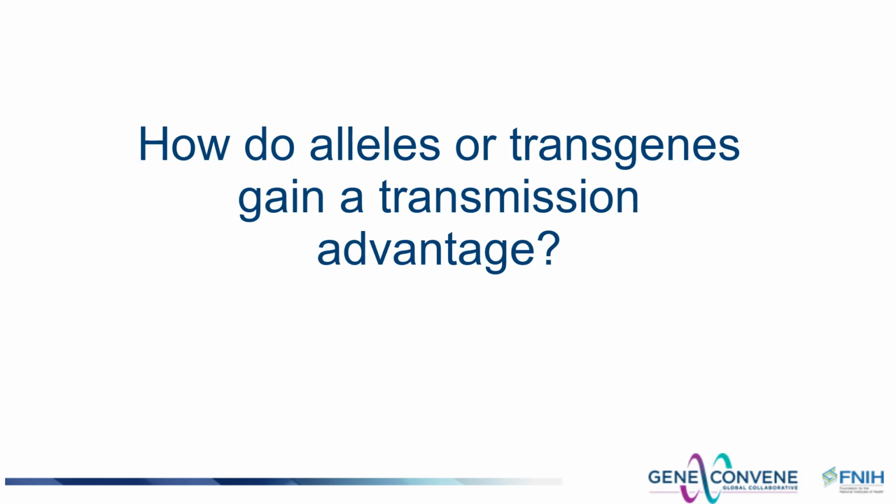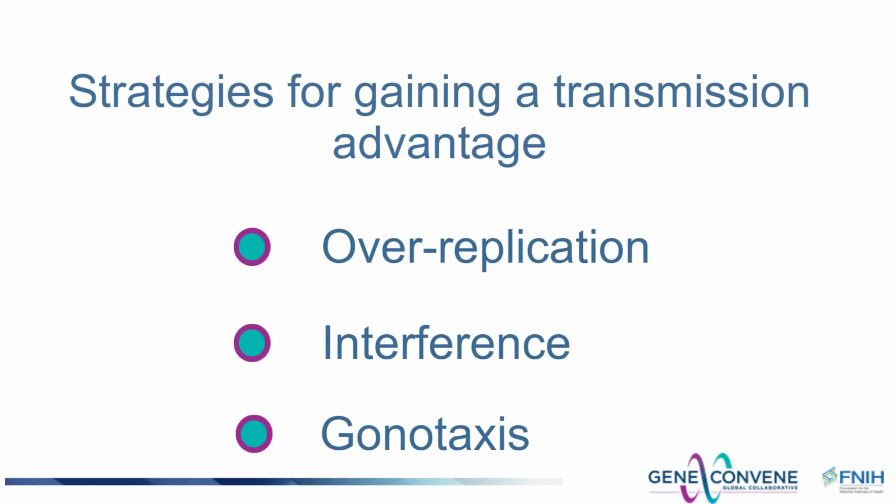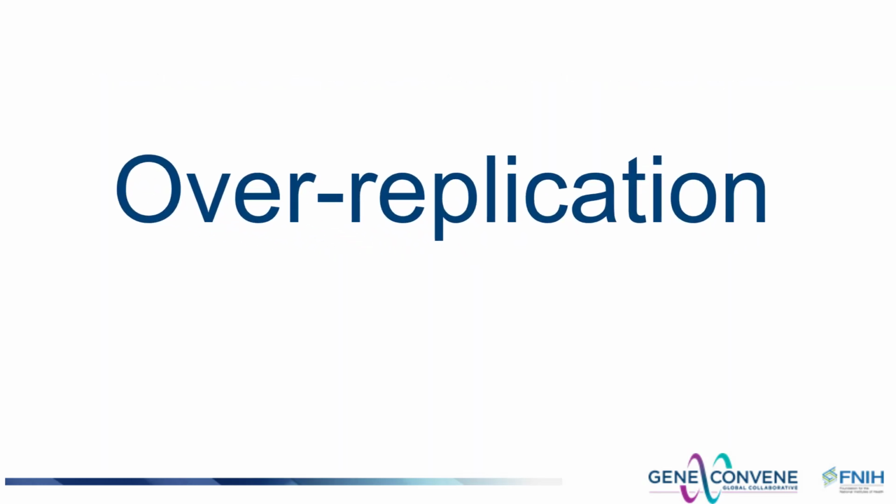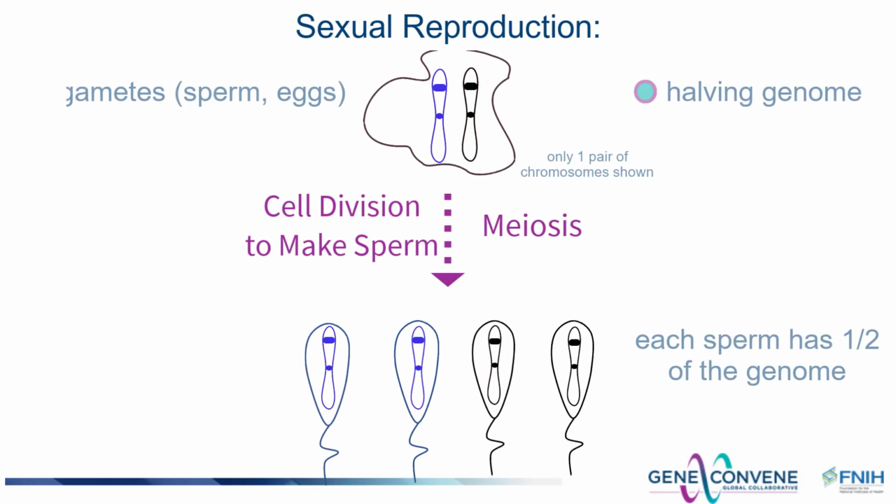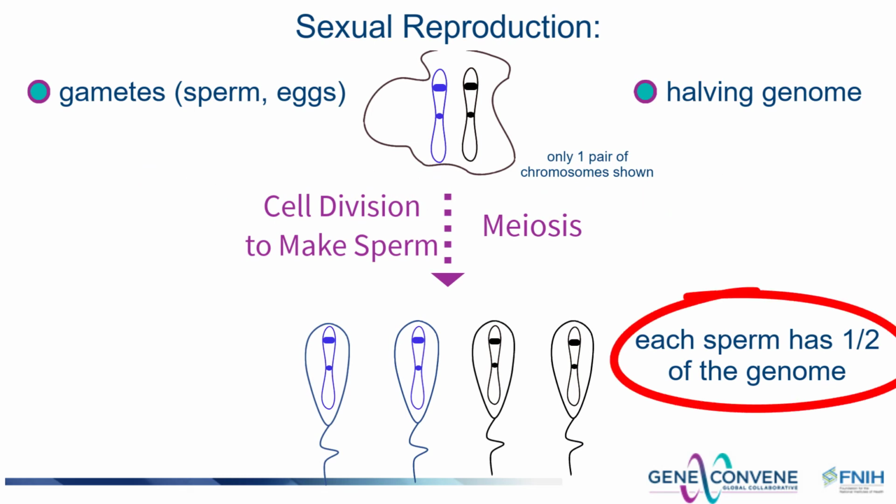How might an allele or transgene gain a transmission advantage? There are 3 major strategies. We will consider the 2 most common: overreplication and interference. Recall that sexual reproduction depends on the formation of gametes, sperm and eggs, that each contain half the genetic complement of the organism from which they came.